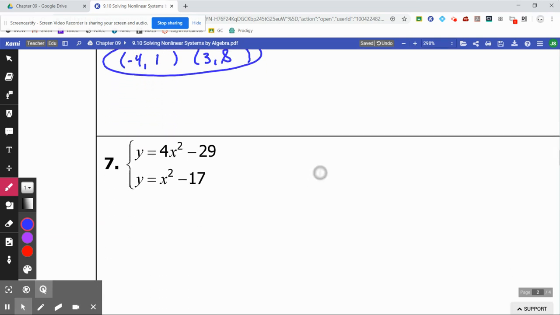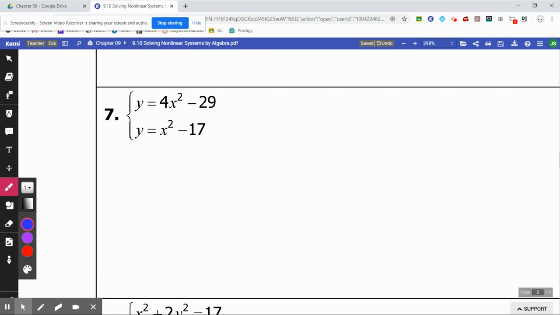Number 7. Again, these are lined up perfectly. If you'd like to just solve these with elimination, it'll be pretty easy. Let's subtract our 2 equations. y minus y is 0. 4x squared minus 1x squared gives you 3x squared.